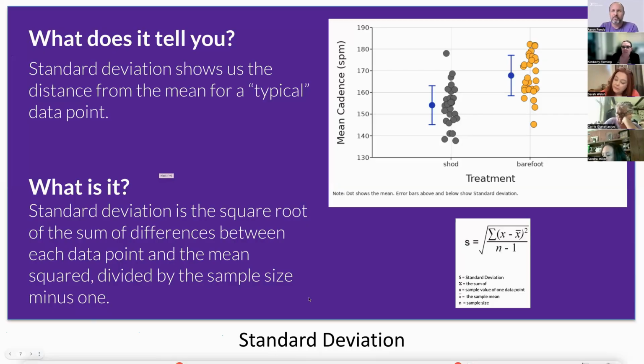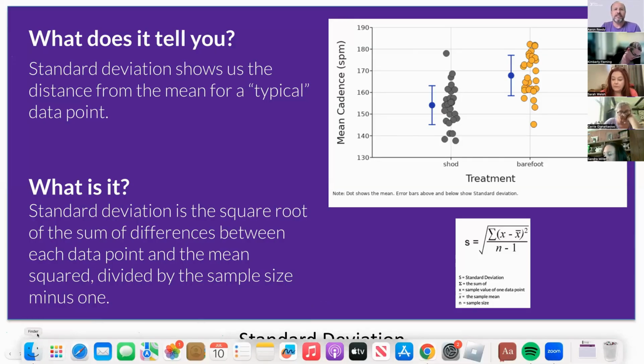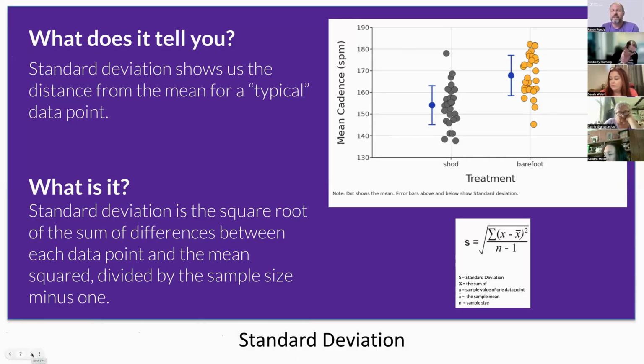If data points are really spread out around the mean, we're going to have a greater standard deviation. If data points are clustered really tight to the mean, we're going to have a smaller standard deviation.